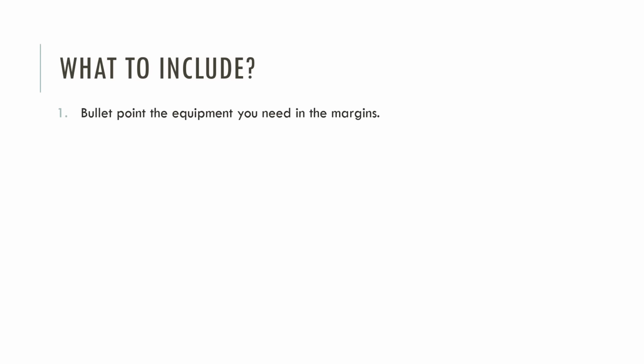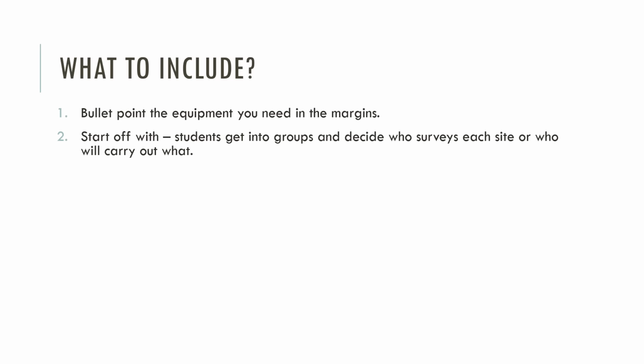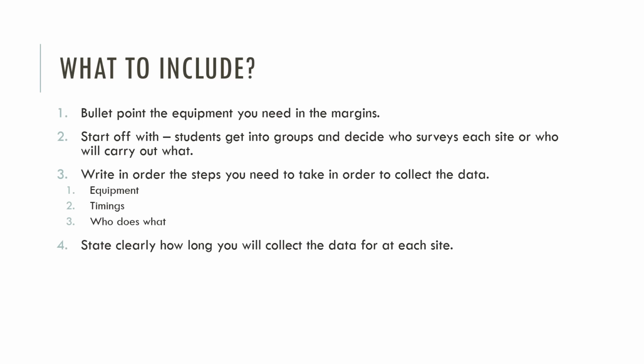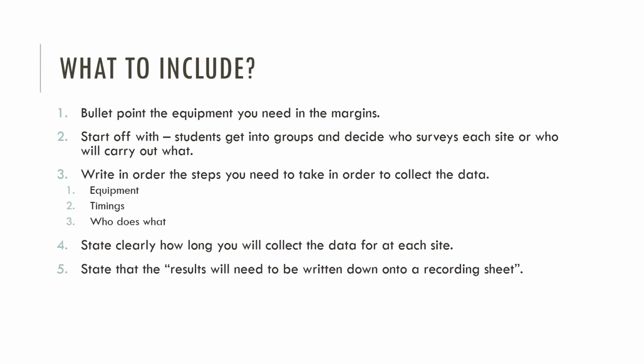So before you start, I would bullet point the equipment you need in the margins. I would then start off writing your answer saying students need to get into groups and decide who surveys each site or who will carry out what. Then you need to write in order, using the equipment that you've bullet pointed on the list, how to go about collecting that data. So you need to include the equipment, timings, who does what. After that, you need to state clearly how long you will collect the data for at each site.